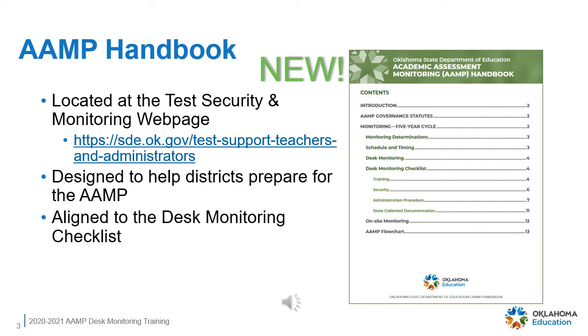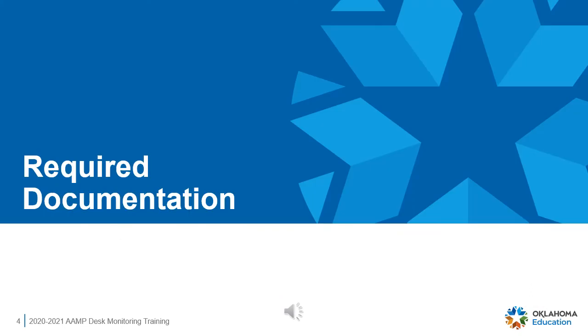New for 2021 is the AAMP Handbook. It's designed to help districts walk through the monitoring checklist. The handbook is aligned to the desk and on-site monitoring checklist. Each area of the checklist is addressed in the handbook, and the handbook also provides examples of what a complete plan might look like and has pertinent information that you'll want to look over for meeting compliance. There are specific requirements your district must meet to be considered compliant.